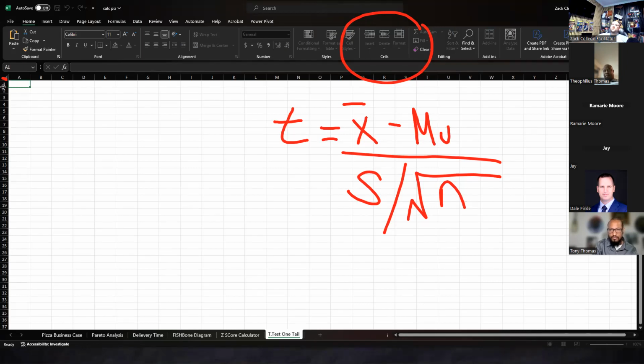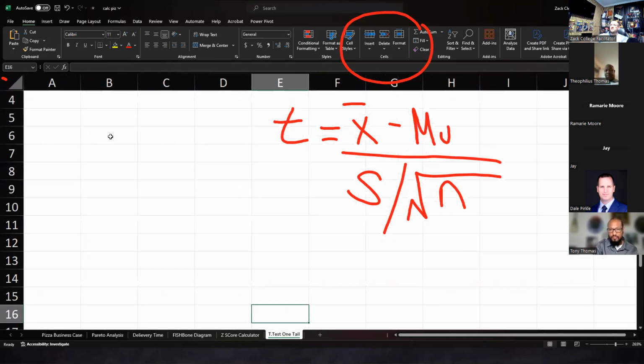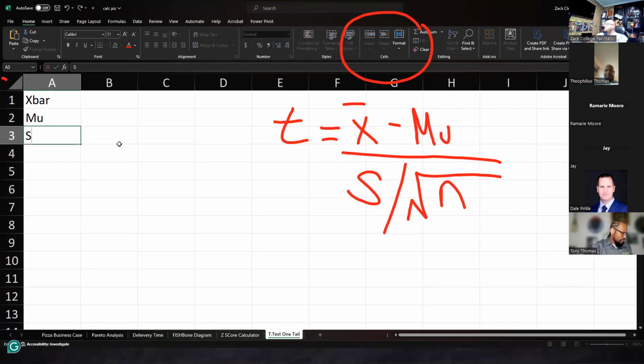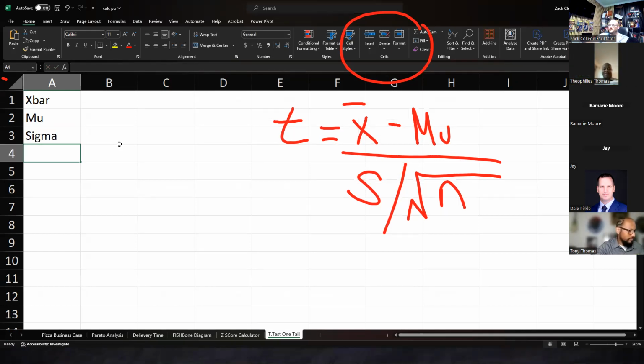And so we build the formula out. That's what I'm going to do here. I'm going to build it as x bar, mu, s. What did s represent again? Our standard deviation of a sample. So sigma level or sigma value. And n.